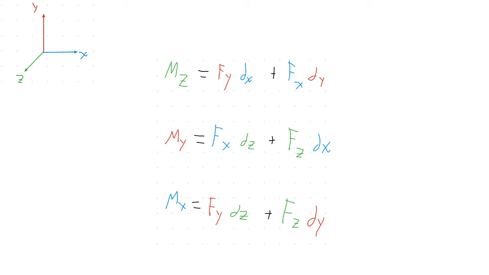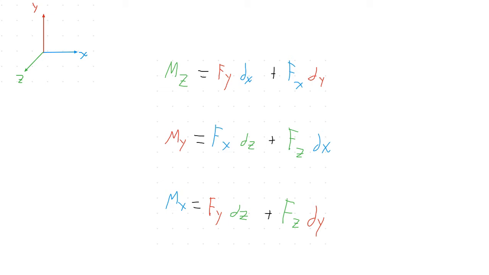And this I try to show as many people as I can. When you're doing moments about Z, you need forces in Y, distances in X, and forces in X and distances in Y. Notice that they each pair up, and when it's Z, it's YX. When it's Y, it's XZ. When it's X, it's YZ. Every axis is used. If you're looking for X, you need YZ. Y, you need XZ. Z, you need YX.